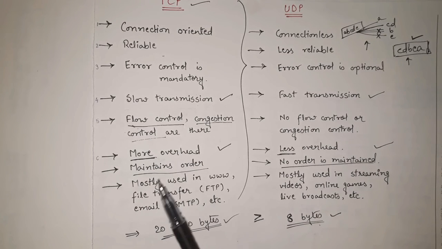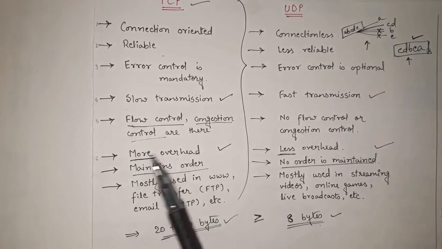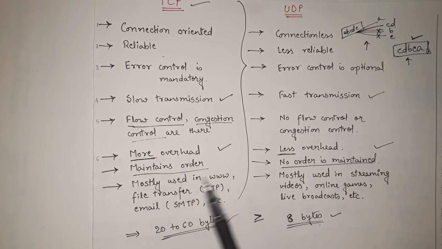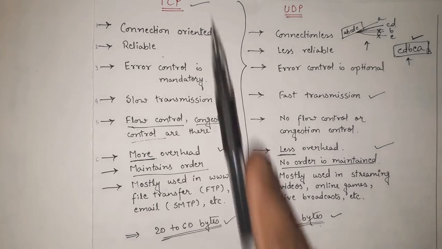And what is the last point? The last point is, as we know that TCP is more reliable, TCP is mostly used in WWW, file transfer, email transfer, and these protocols. FTP is file transfer protocol, the protocol for transferring files, and SMTP is simple mail transfer protocol, the protocol used to transfer email. So mostly in important tasks like World Wide Web, normal internet web browsing, file transferring, email transferring, in these important cases TCP is being used.